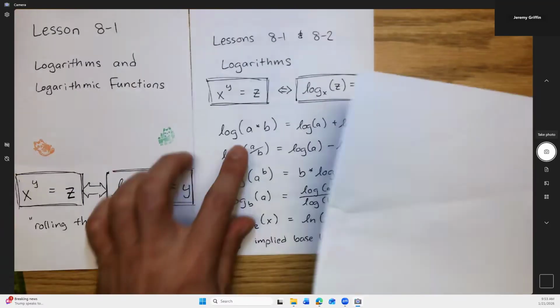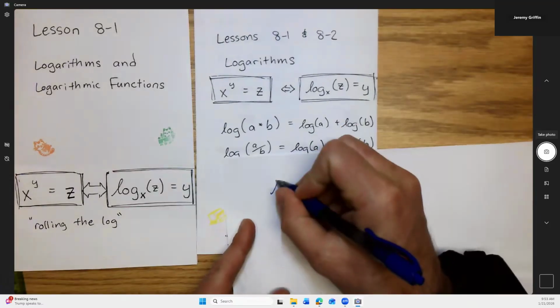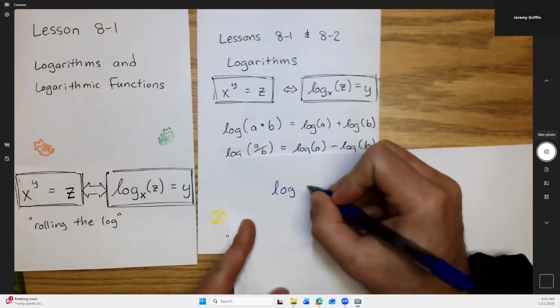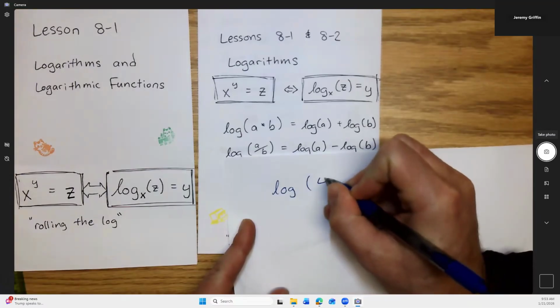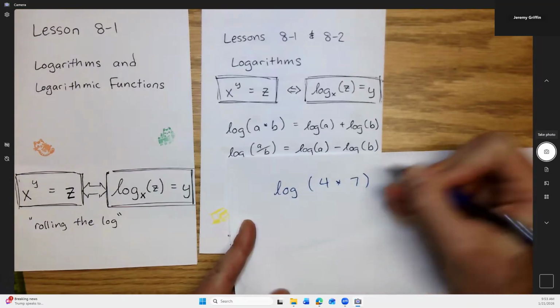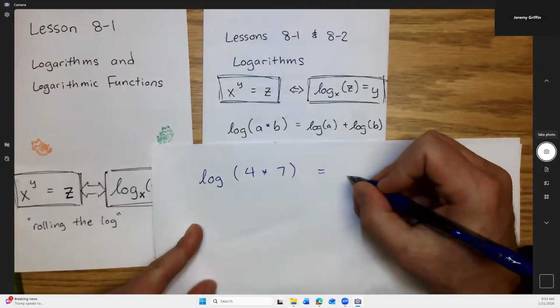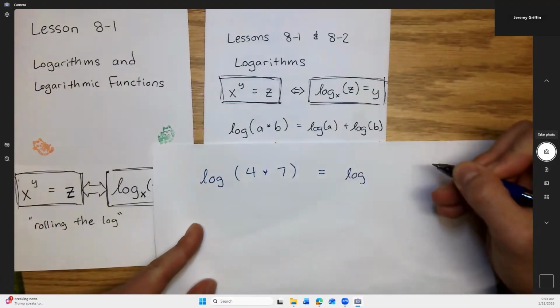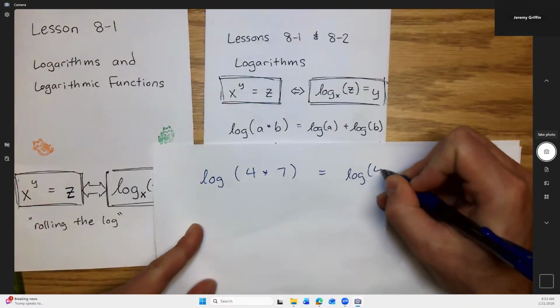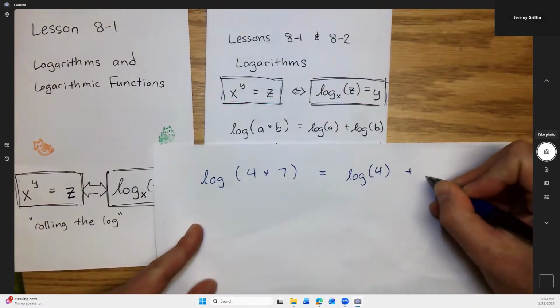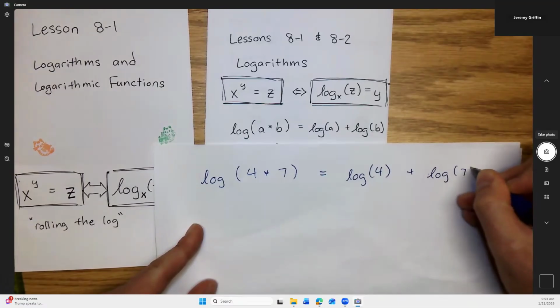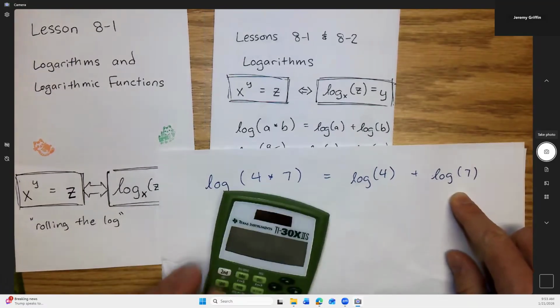Okay. So what if you have, let's stick to log base 10, log of, how about 4 times 7? According to this rule right here, I should be able to express that as what? Log 4 plus log 7. Exactly. Log 4 plus log 7. Okay. Let's see if that's true. I mean, I'm claiming that's true.